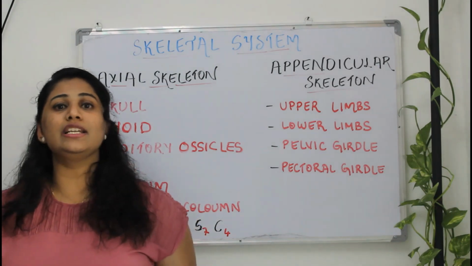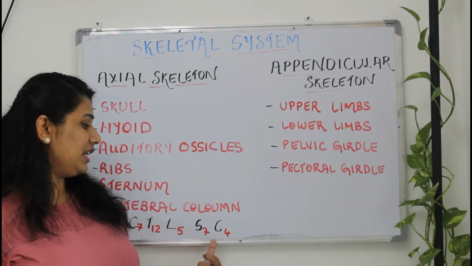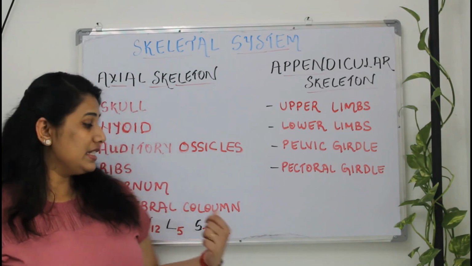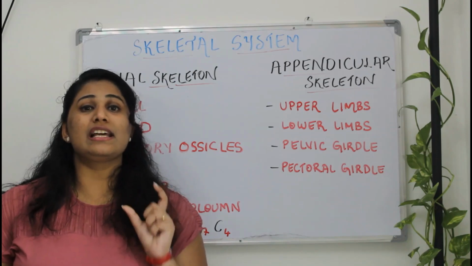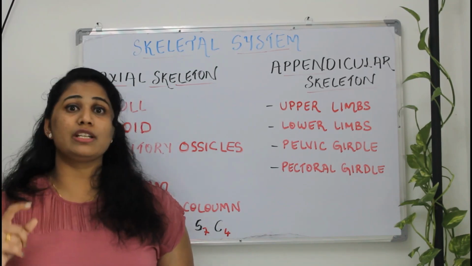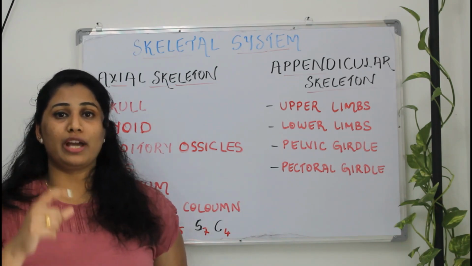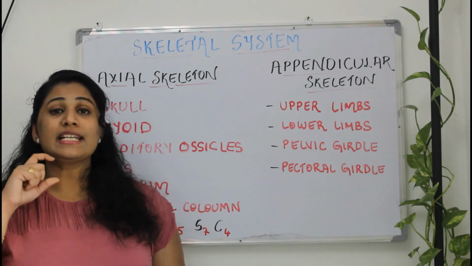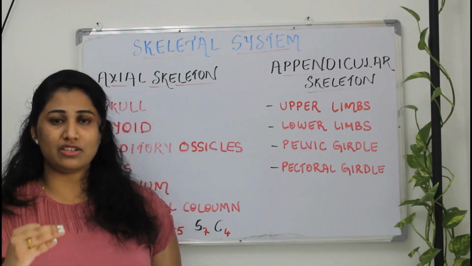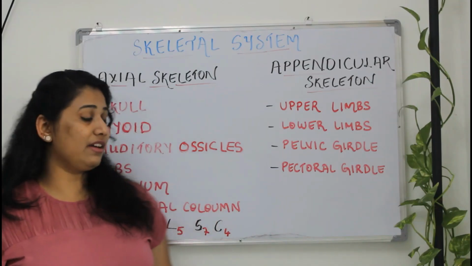To remember that easily, I'll tell you a formula: C7, T12, L5, S5 and C4. Each letter is an abbreviation, and I'll tell you what it is. C7 means cervical 7. What is cervical? Cervical is the neck portion. The vertebrae situated in your neck are known as the cervical vertebrae, and 7 is the number of bones in them. That means you have 7 vertebrae in your cervical region: C1, C2, C3, C4, C5, C6 and then C7. That is the reason this formula is given like this.